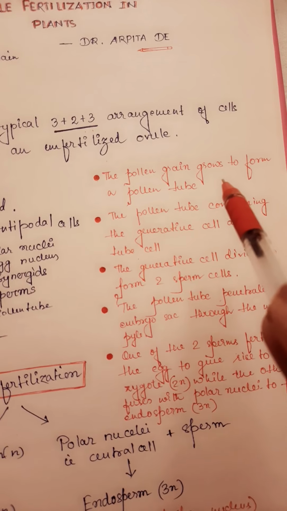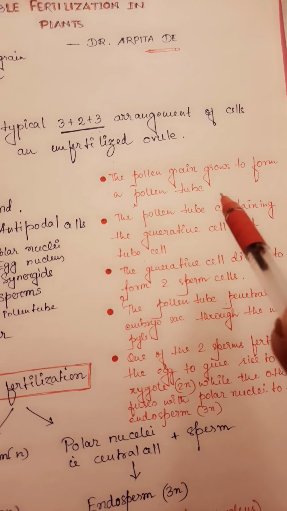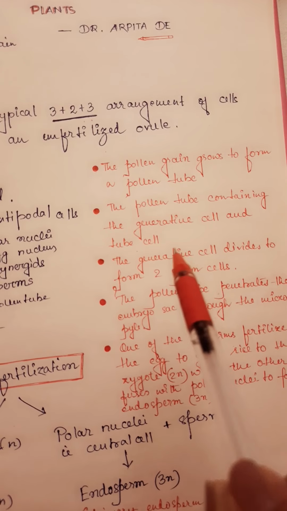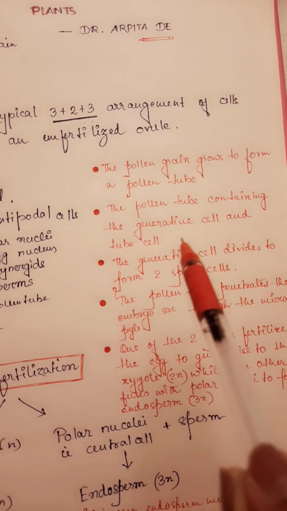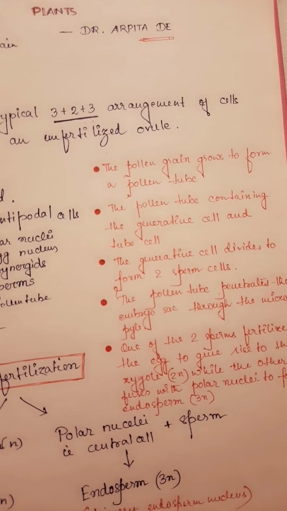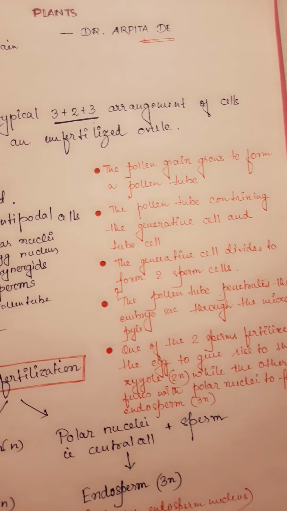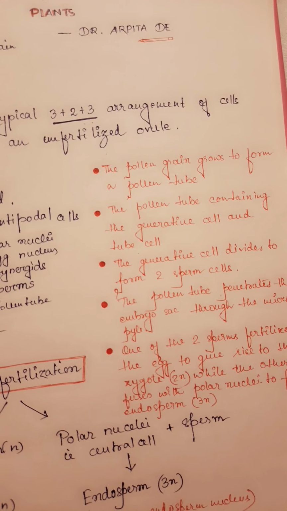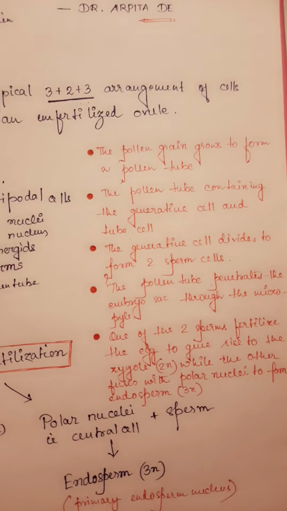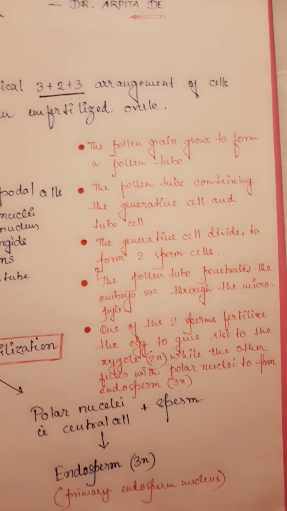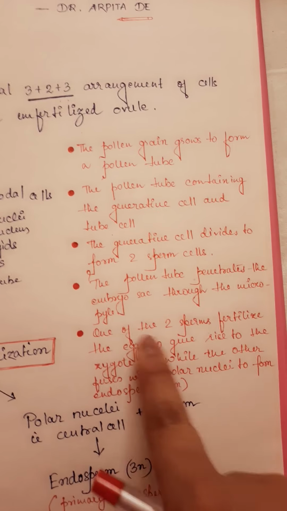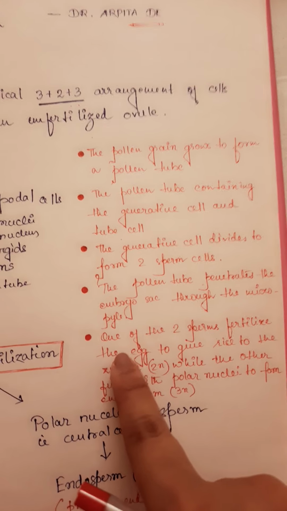The pollen grain grows to form a pollen tube. This is the first step. Then the pollen tube contains two cells: one is a generative cell and one is a tube cell. This generative cell gives rise to two sperms. The pollen tube penetrates the embryo sac through the micropyle.